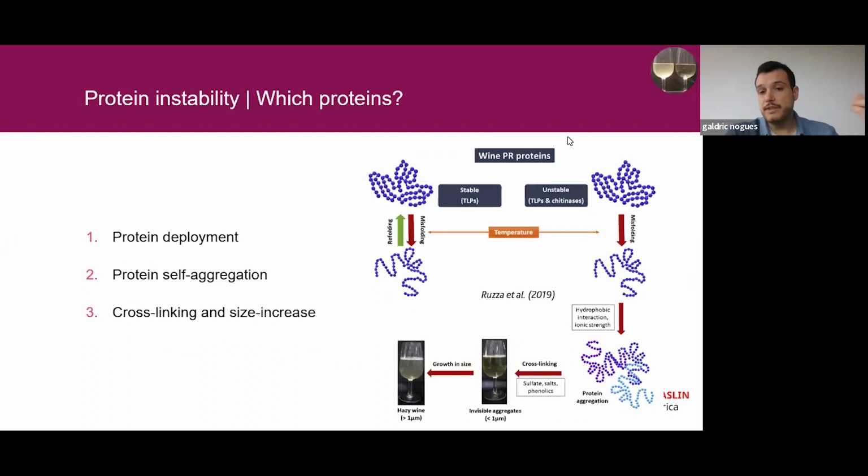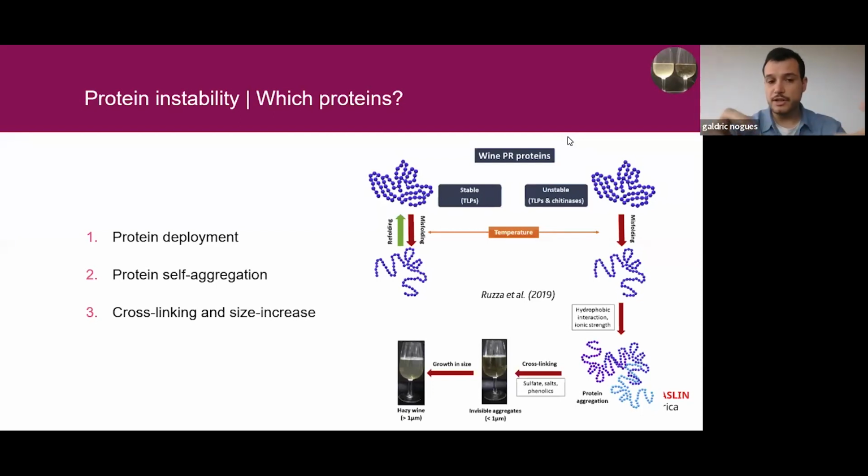How does it work? There are two types of protein, very quickly, involved in protein instability. They are the TLPs, thaumatin-like proteins, which can be stable or unstable, but basically they can change shape and go back to the initial shape, so they're not very risky in terms of proteins. Then you have other proteins called chitinases, which are likely to be very much involved in the protein haze during protein instability.